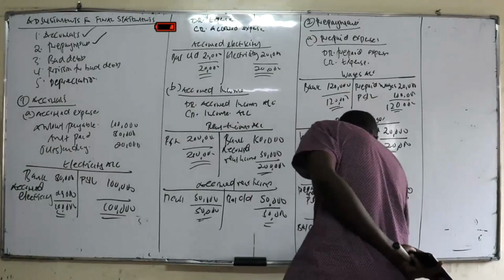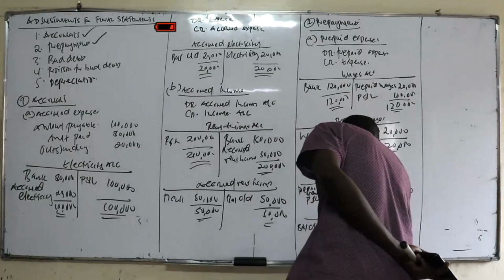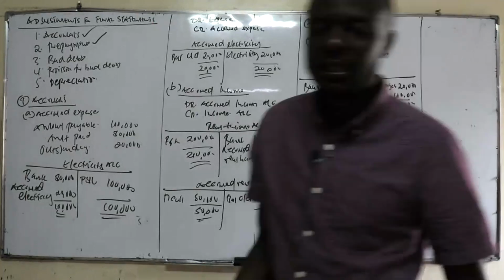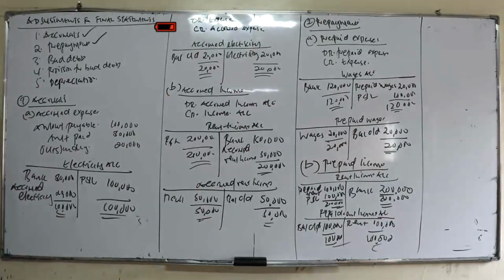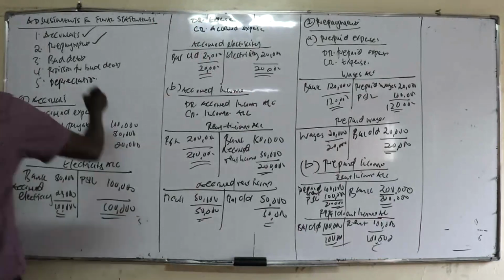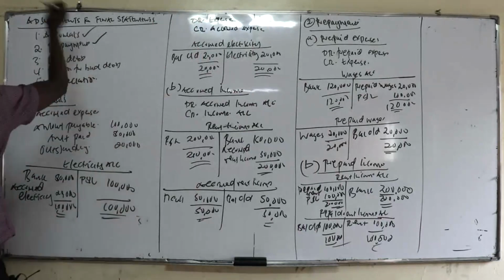So that is how we adjust for rent. That is how we adjust for prepayment. Are we together? Yes, sir. So now, the two we have done, now we go to bad debts.